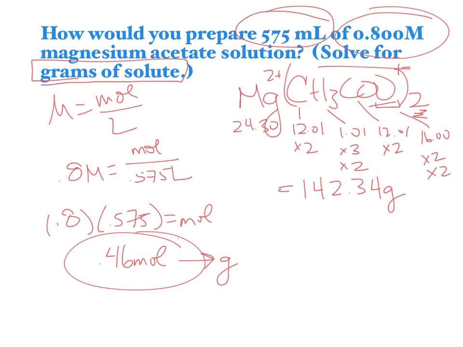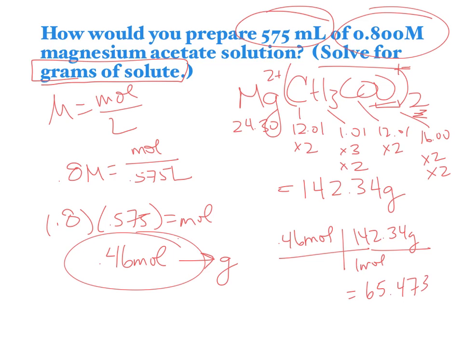So our final step in this particular problem is to do our last conversion, which is to figure out how much 0.46 moles of magnesium acetate weighs. 0.46 moles, and then we'll do our molar mass step. 1 mole is 142.34 grams, because that's our molar mass. And our final answer here ends up being something like 65.476, something like that. And by the time I round it to sig figs, I get 65.5 grams.